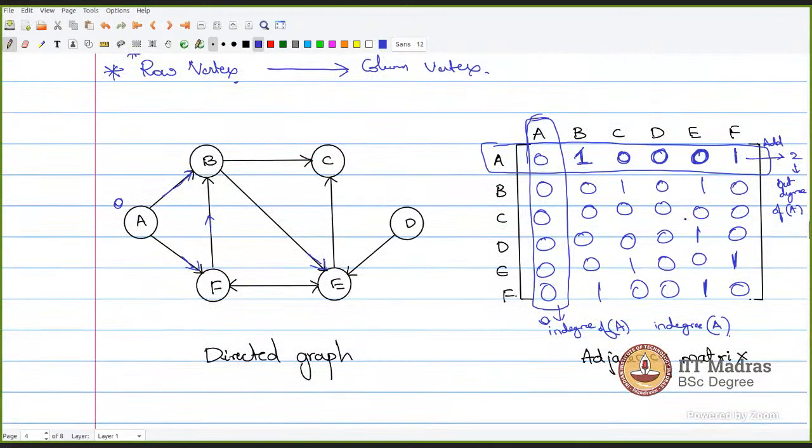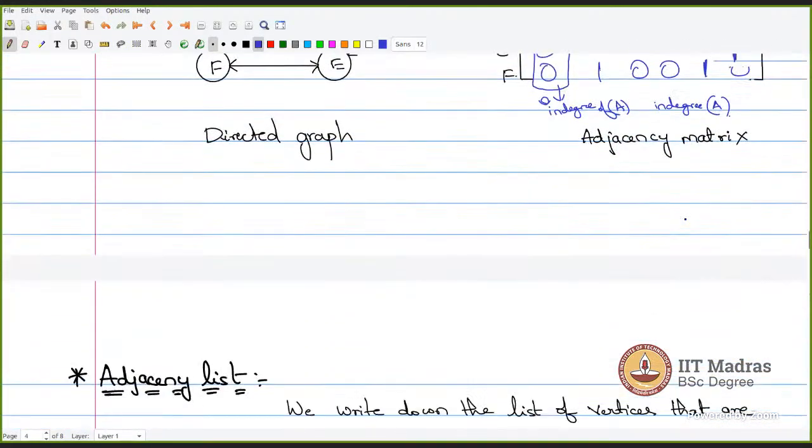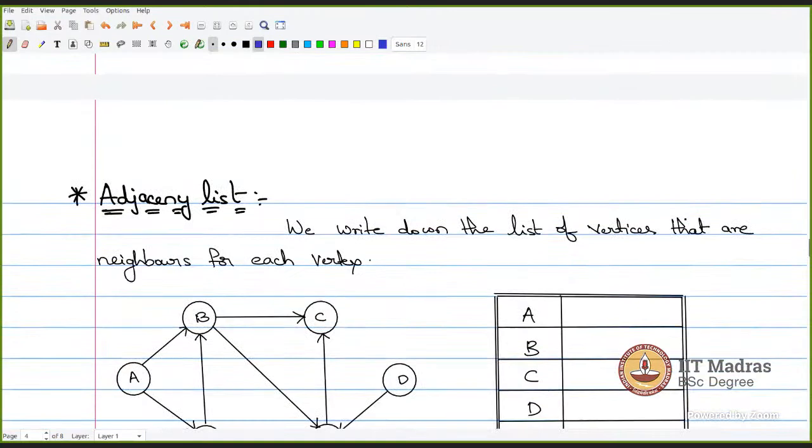Okay, everyone okay? Yes, sir. Okay. So that is about the adjacency matrix.